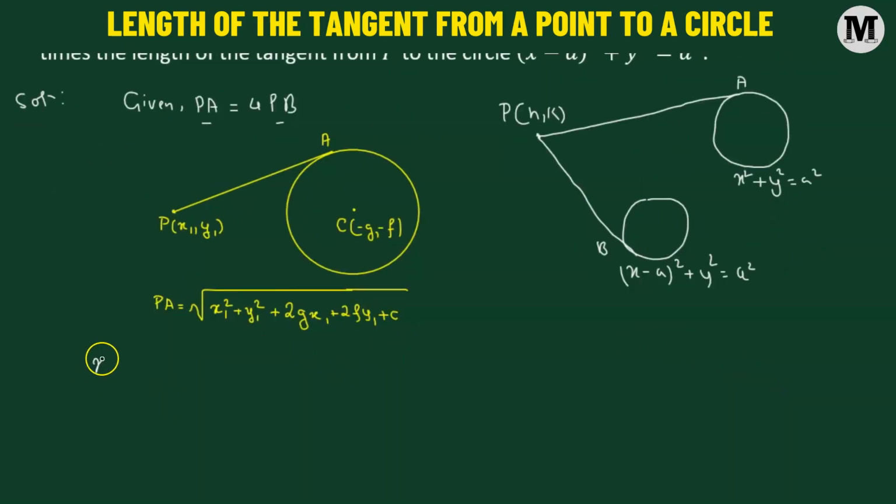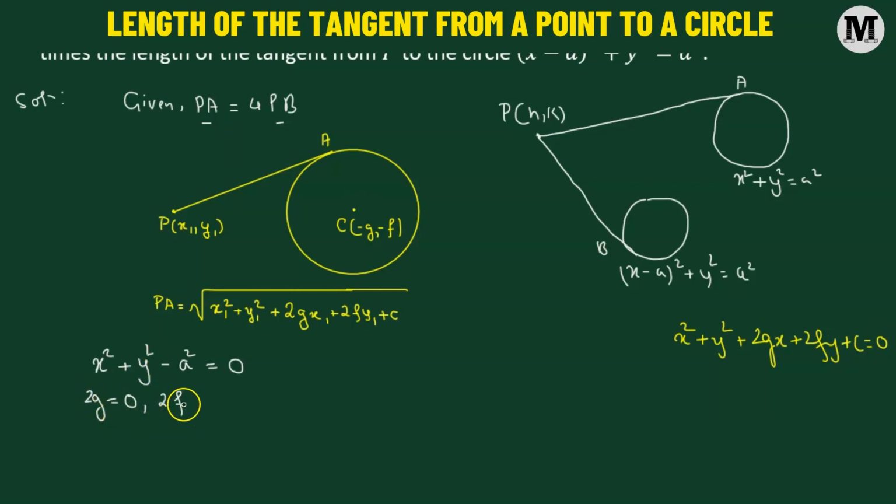Now in this case, we will start with the equation of circle A. It's given to us as x squared plus y squared equals a squared, but we'll transpose a squared to the left hand side, equals 0. And we'll compare this equation with the general equation of a circle, which is given by x squared plus y squared plus 2gx plus 2fy plus c equals 0. In doing so, we get the value of 2g equal to 0. The value of 2f will be 0 as well. And the value of c is going to be negative a squared.